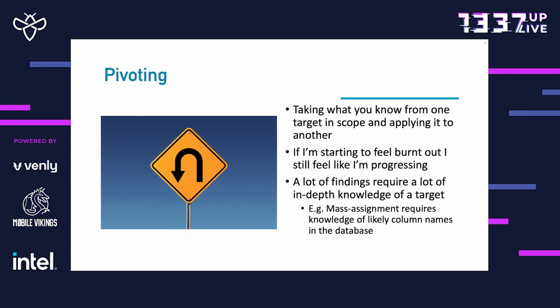And really to generalize, a lot of findings require a lot of in-depth knowledge of a target, especially the things that I hunt for. I do have to know about a target. I do want to know how their API works and the columns in their database. I do want to know how their RESTful API is written. I'm constantly thinking, okay, how can I progress here?